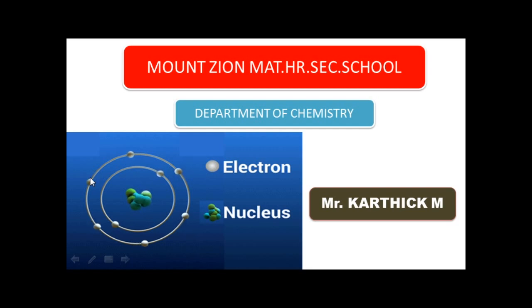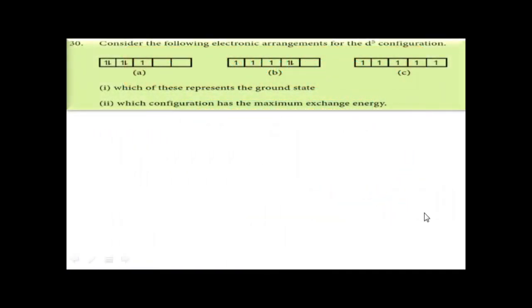In this session, we are going to learn book back problems. The first question: consider the following electronic arrangement for the d5 configuration. Option A, option B, option C. The first question: which of these represents the ground state? The second question: which configuration has the maximum exchange energy?